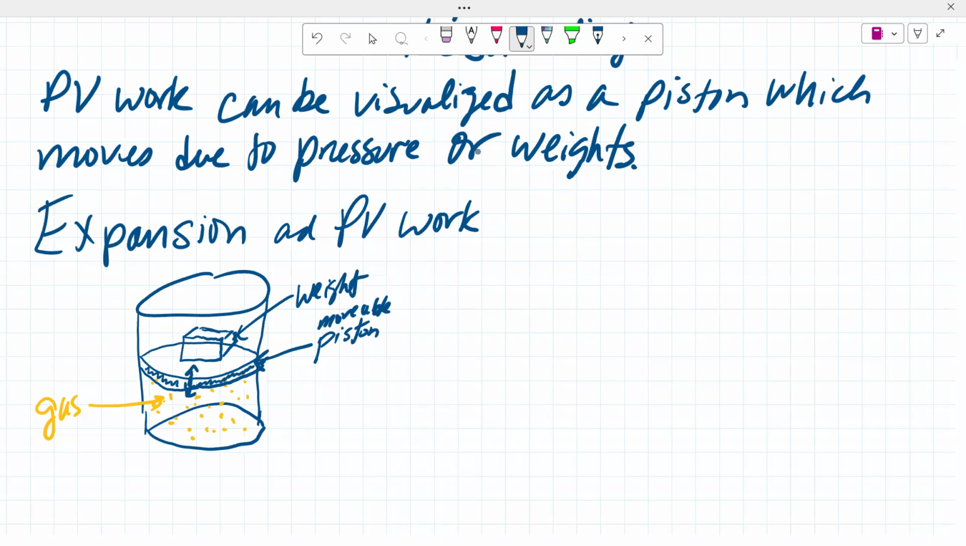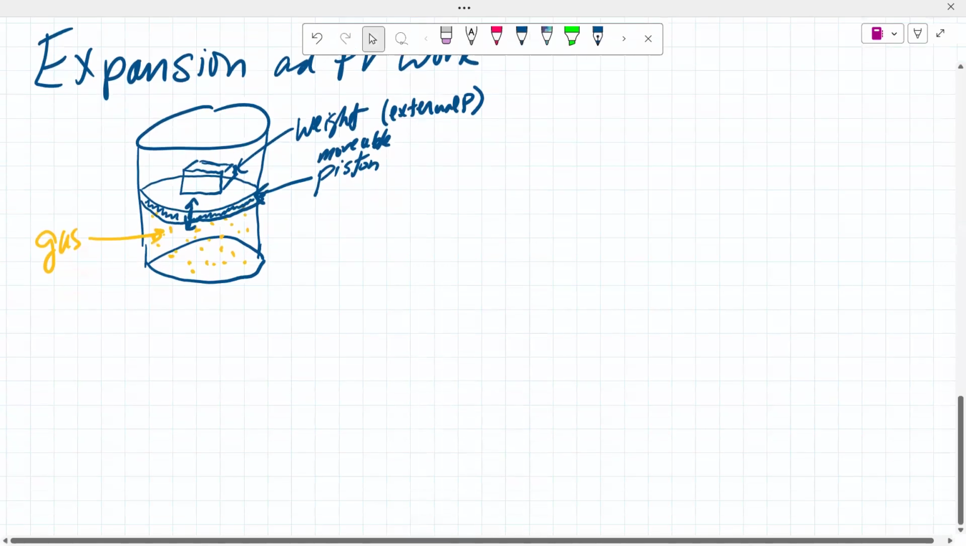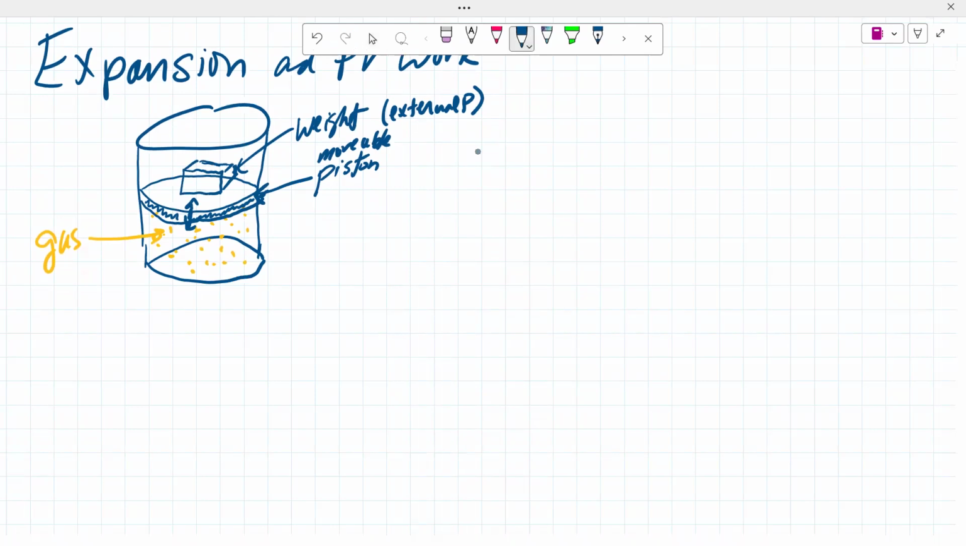We have a gas, and we have a weight, which is representing external pressure, right? So in the situation of expansion, how does this thing get expanded? Well, you heat the gas. If you take the system and you heat it, okay, expansion of gas. The gas expands if it is getting heated.